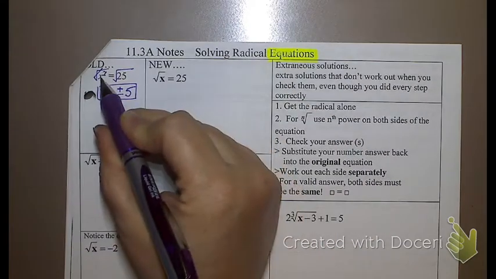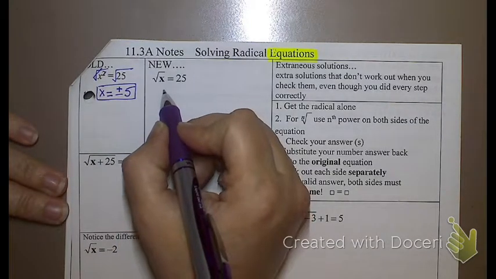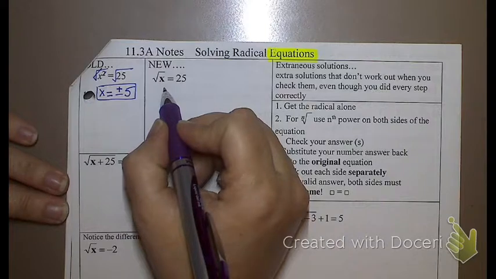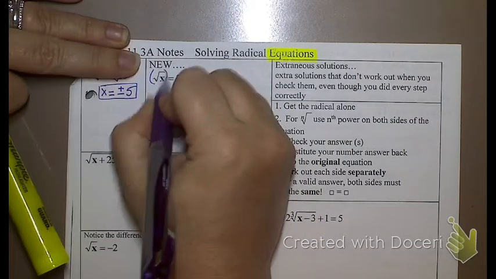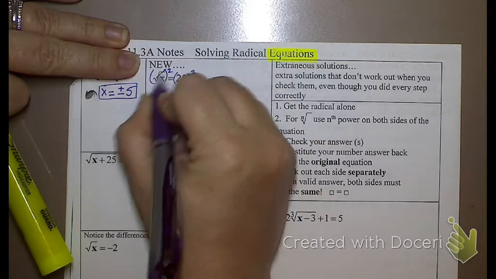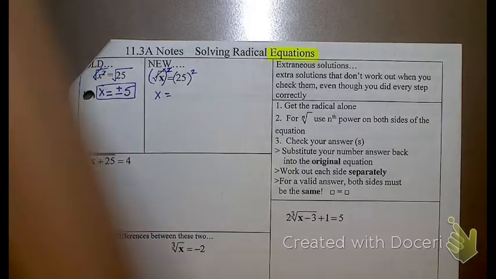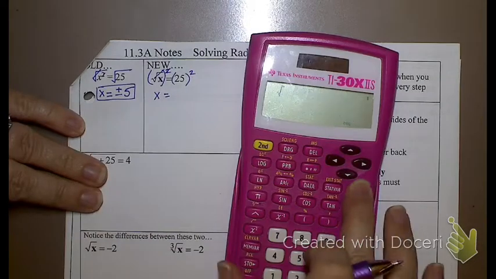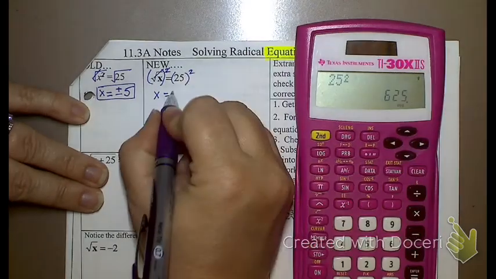Instead of having a squared and needing to take a square root, I'm starting with a square root, which means I'm going to have to what? Square it to get it to cancel out. So I have my radical. I'm going to square it. That cancels. X equals 25 squared. 625, I believe. Yeah. 25 squared is 625.